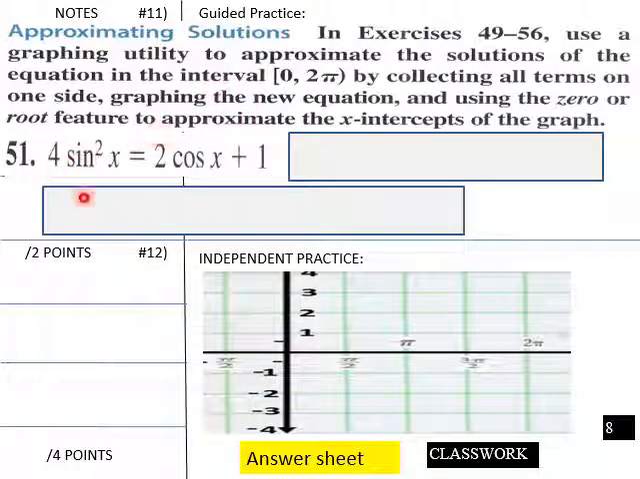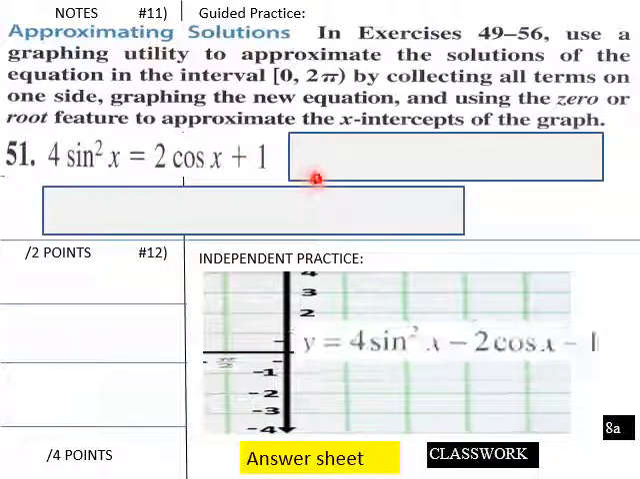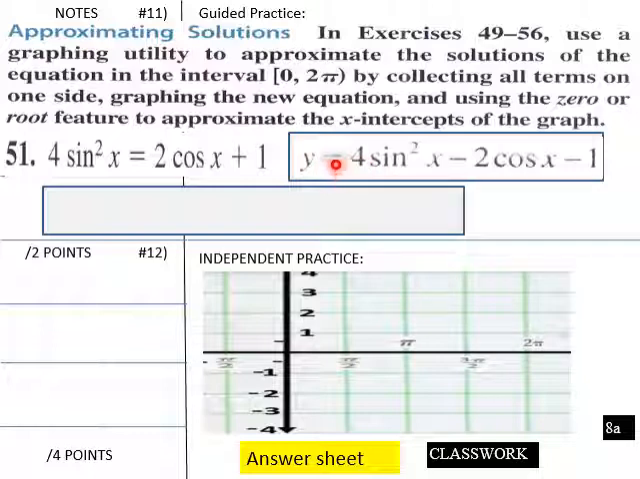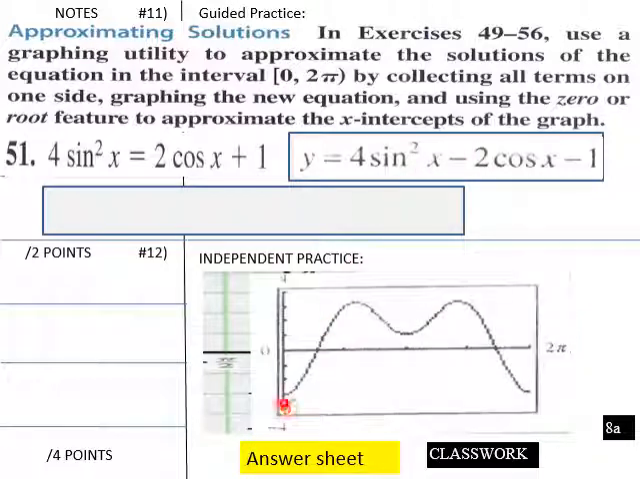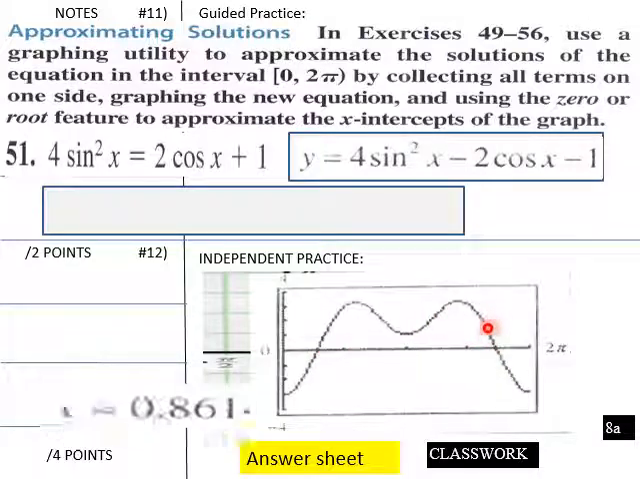Let's try one now. We have 4 sine squared x equals 2 cosine x plus 1. So we have that. We're going to move everything over on the one side here. We end up with this. And then when we do that, you can graph this now on your graphing calculator, and you can find zeros here, but what are they?